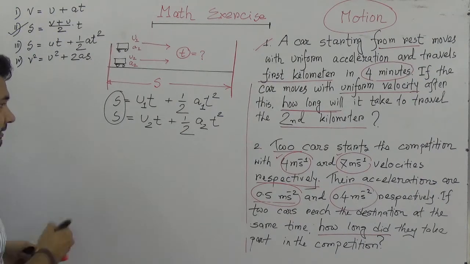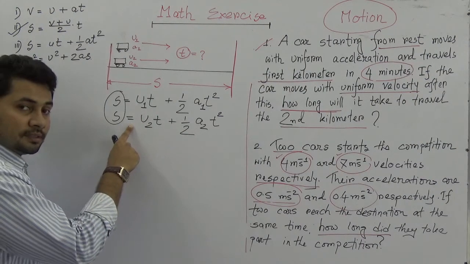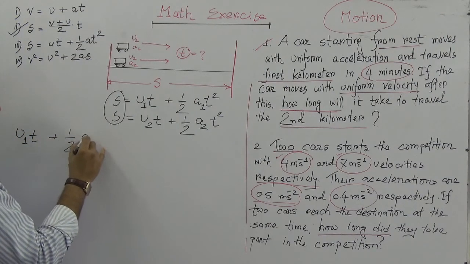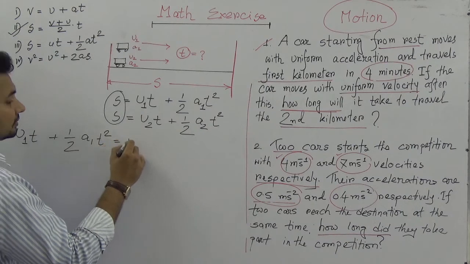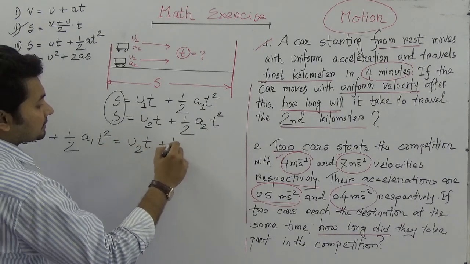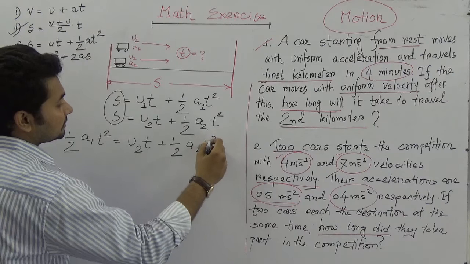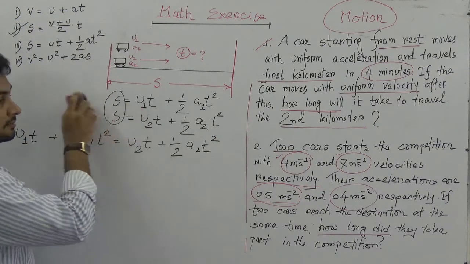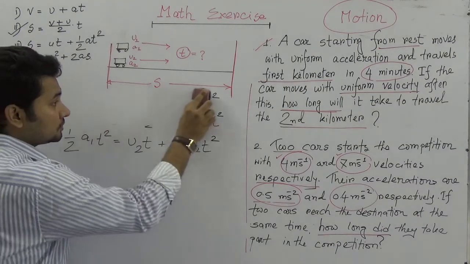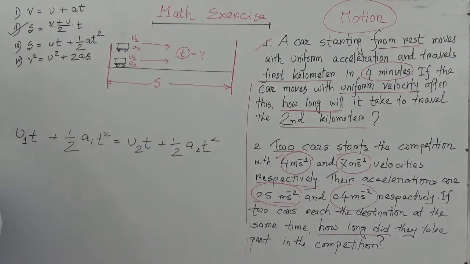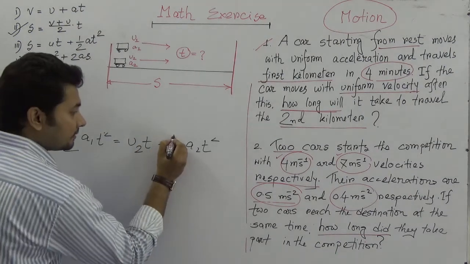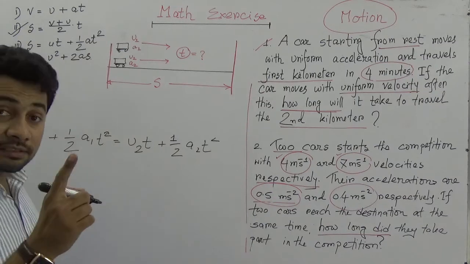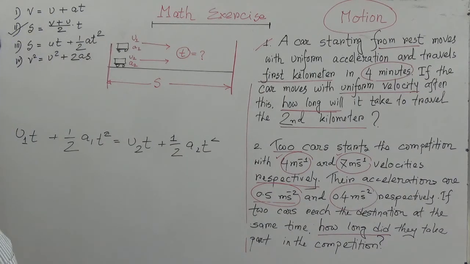So we can write that this one is equal to this one. So we can write u1t plus half a1t squared is equal to u2t plus half a2t squared. Okay, we can write this because we know the displacements are the same. I need to erase it so that we can see things clearly. So if this one is equal, from these we need to find out t, and that is the beauty of the calculation.